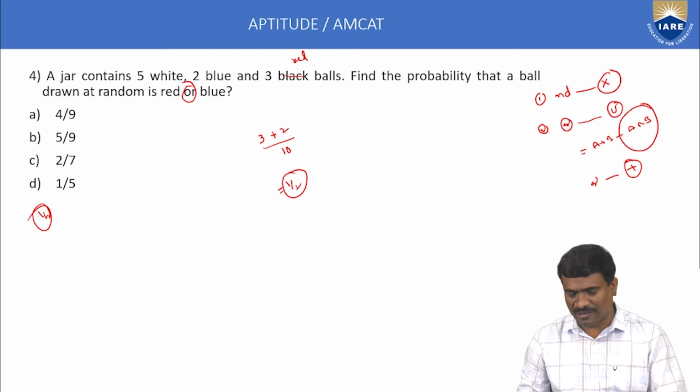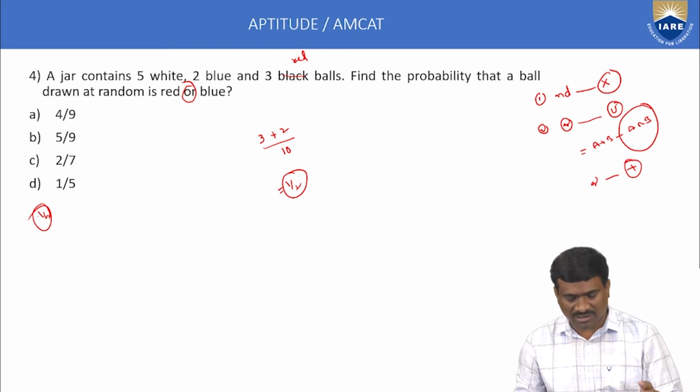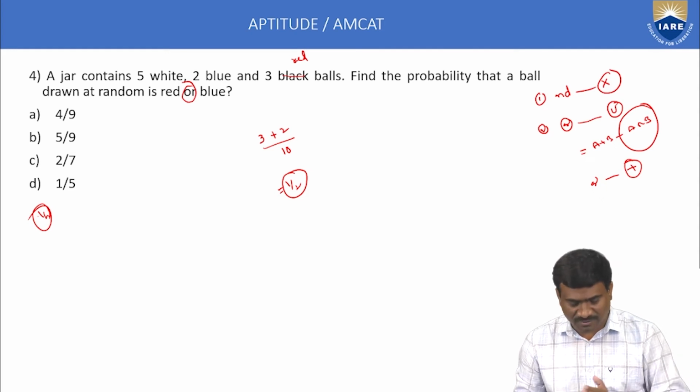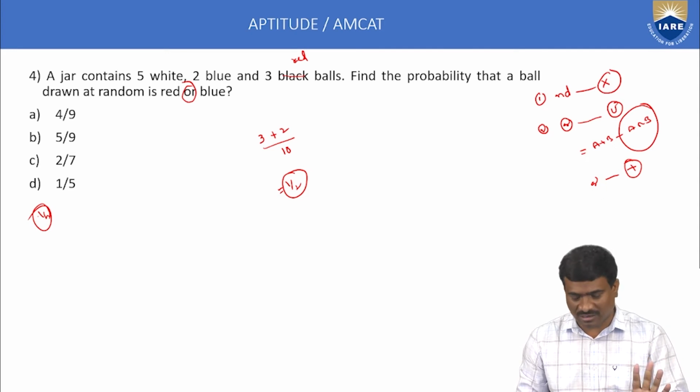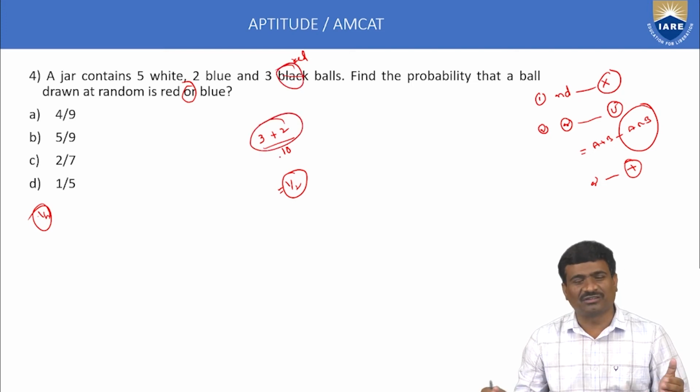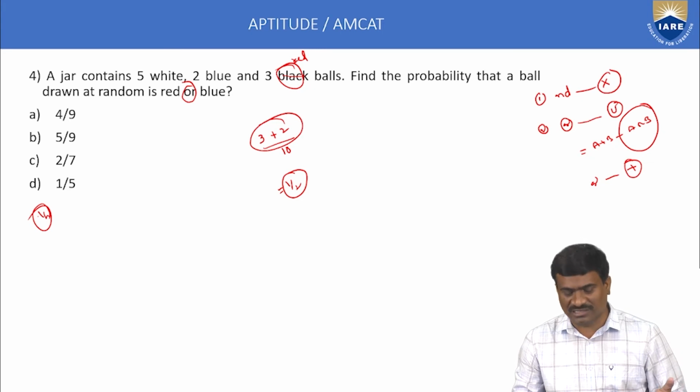This is the method. But red or blue, the red condition is not given, so it is not possible. I think this is a mistake in the problem. But colors are compulsory. Suppose you consider 3 red balls, then the answer is 3 plus 2 by 10, that is 3C1 plus 2C1 by 10C1.